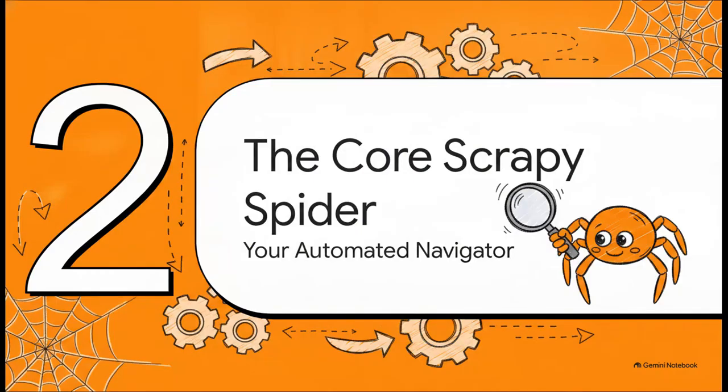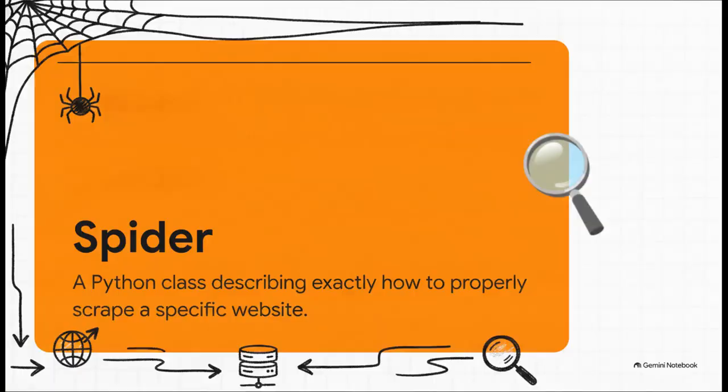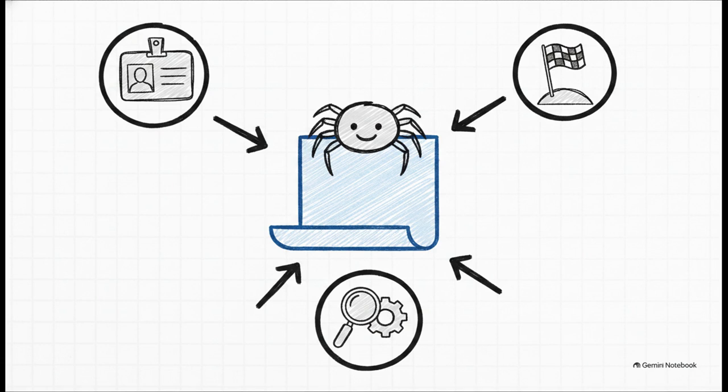Moving on to Section 2, the core Scrapy spider. This right here is the absolute heart of the entire operation. So what is a spider? Well, it's essentially just a Python class that dictates exactly how to scrape a specific website. Think of it kind of like your automated scout. It tells the framework exactly where to start crawling and precisely how to interpret and extract whatever it finds along the way.